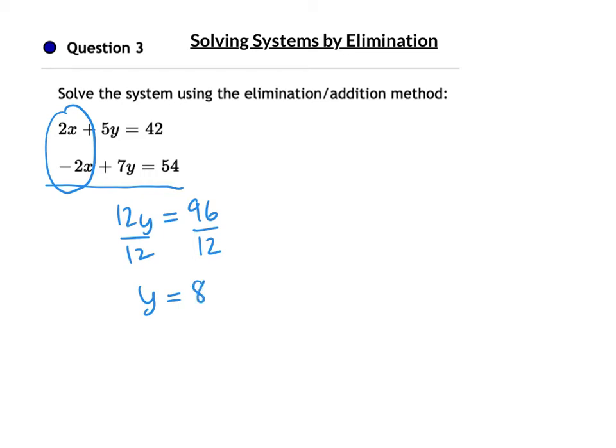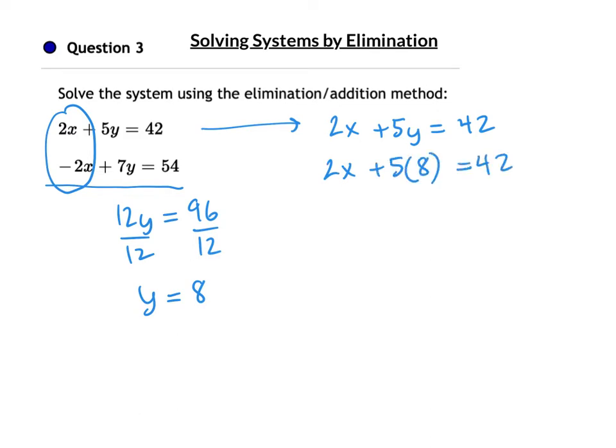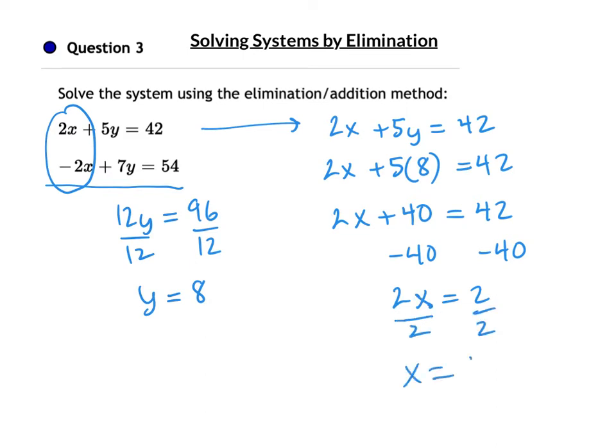Now that I've got 8, you can use either equation. It makes no difference. I'm going to use the top one again. 2x plus 5y equals 42. I'm going to plug in that 8. 2 times x plus 5 times 8 equals 42. That's 2x plus 40 equals 42. Let's take a 40 off each side. We're going to get the x by itself. 2x equals 2. And divide by 2, and x would be 1. The ordered pair that makes both equations true is 1, 8.